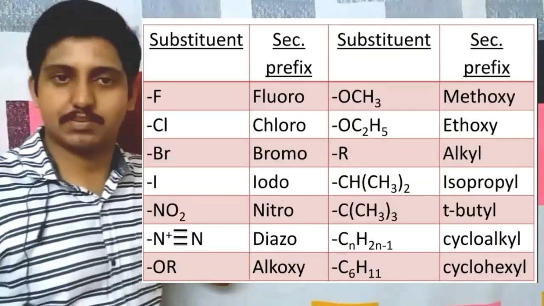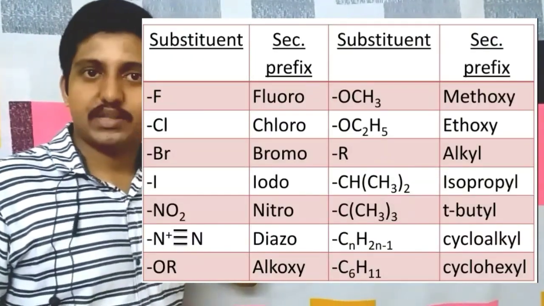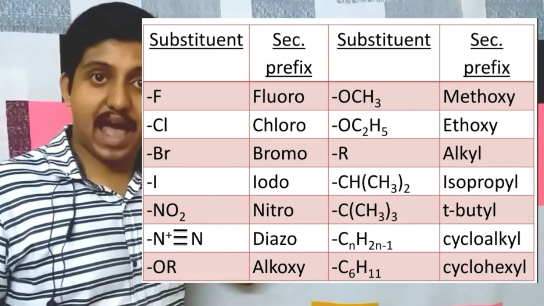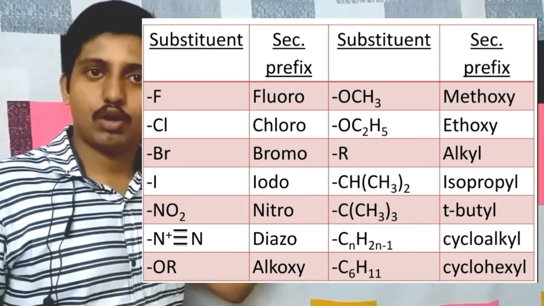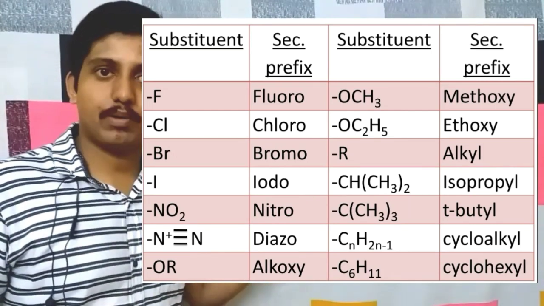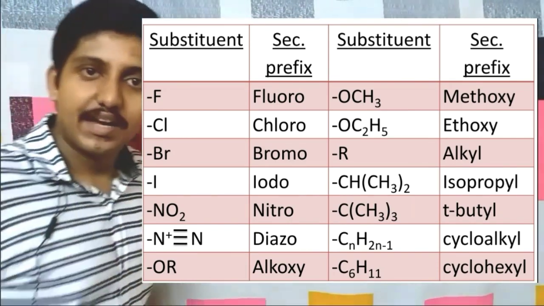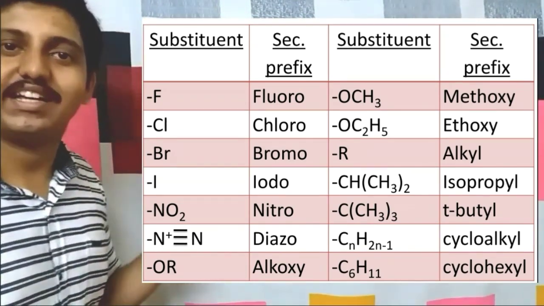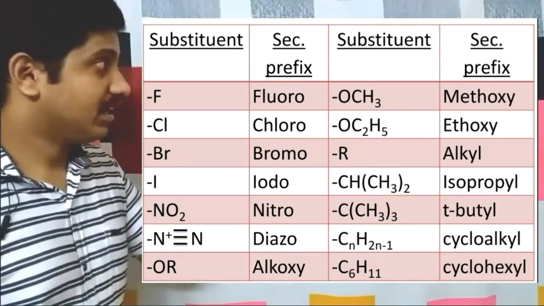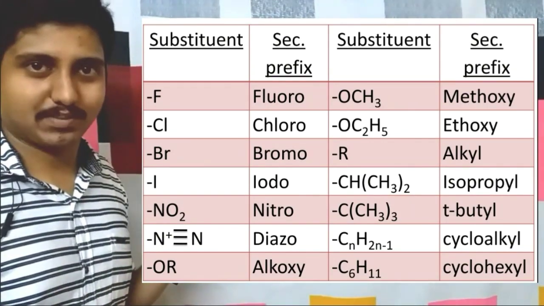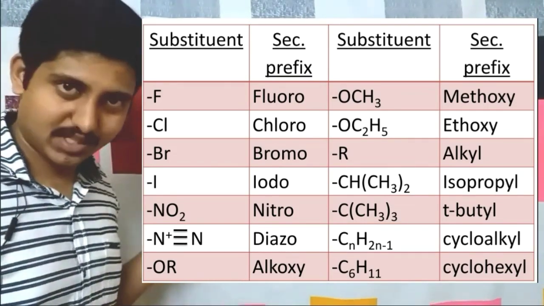Now, what is a secondary prefix? The secondary prefix comes before the primary prefix and it indicates the substituents. And you can see here the usual substituents, usually halo, that is halogen. If halogen comes as a substituent, halo. Fluorine means fluoro, chloro, bromo, iodo. And if an alkyl group, an R group, comes as a substituent, alkyl, then NO2, nitro. If the substituent is an OR group, then it is named as alkoxy. If instead of that R, a methyl group comes, then methoxy, then ethoxy, and so on.